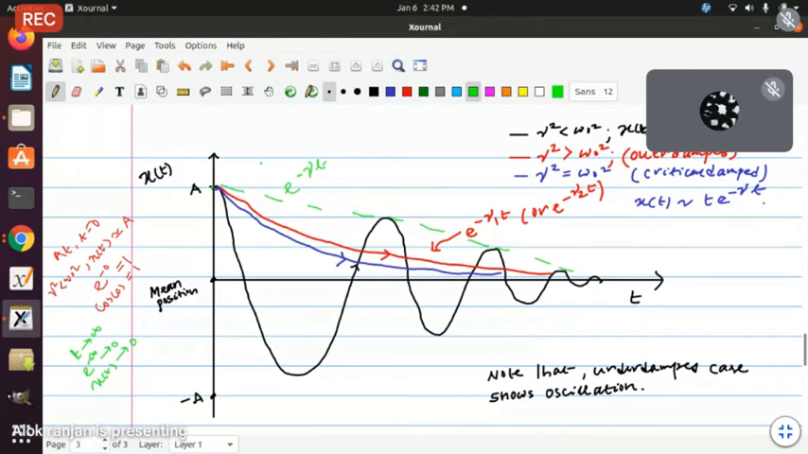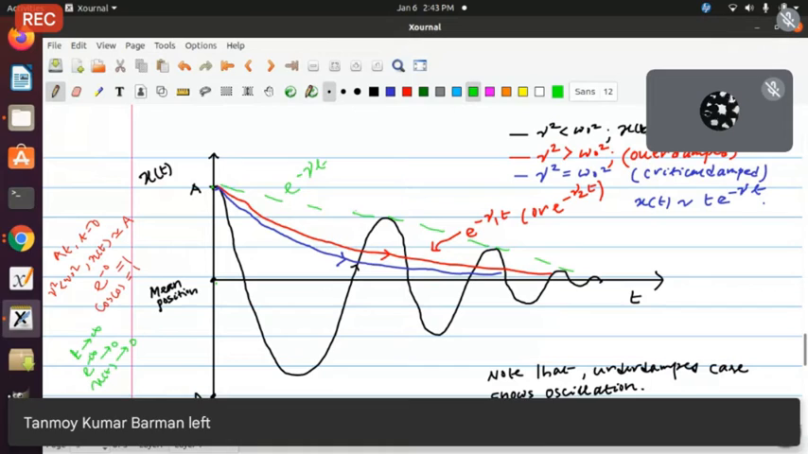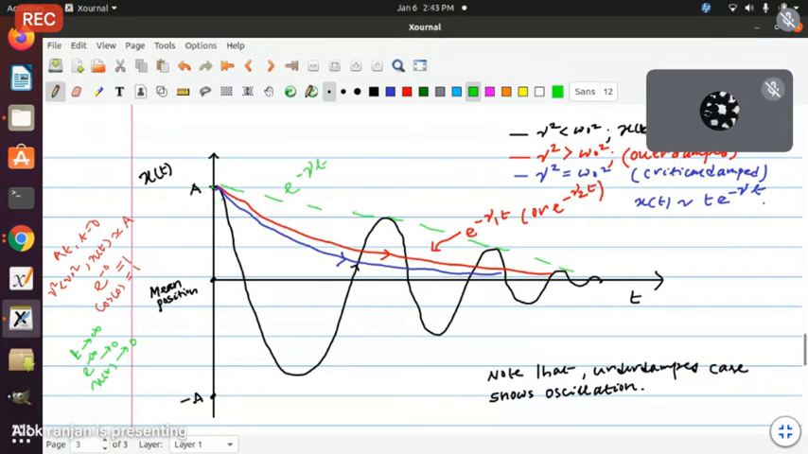So what it actually tells us is that we will have oscillation for the underdamped case only. So you see here, this is the mean position. Once you pull the oscillator, or release it at an amplitude A, it will move back and forth, because minus A means the left side of the oscillator, plus A means the right side, or vice versa. So the oscillator will move back and forth around the mean position, and finally it will settle down.